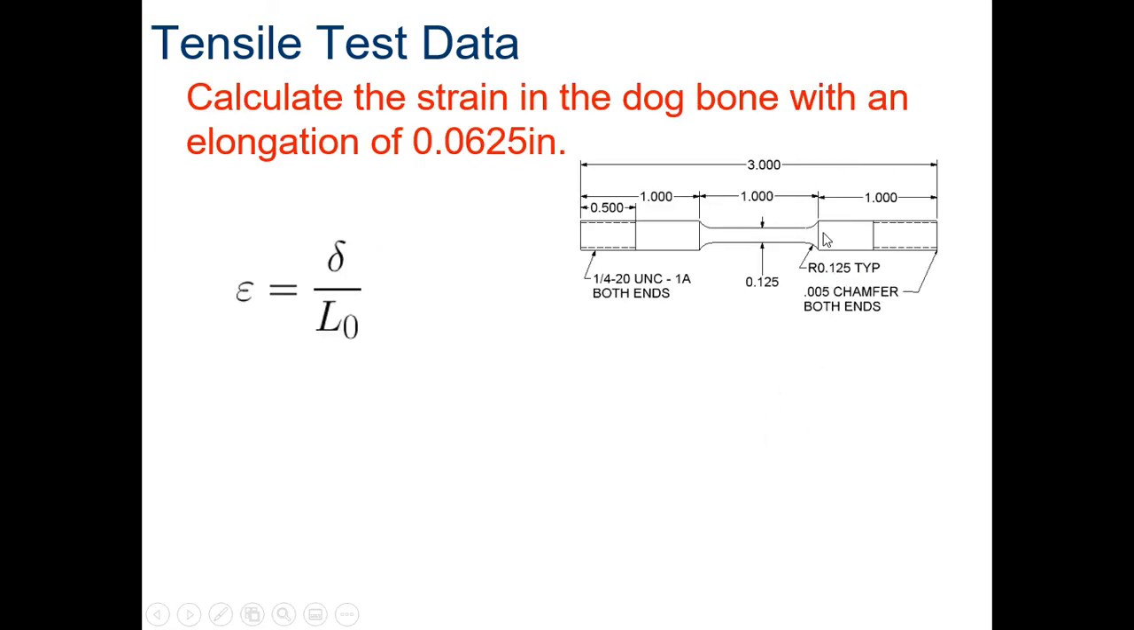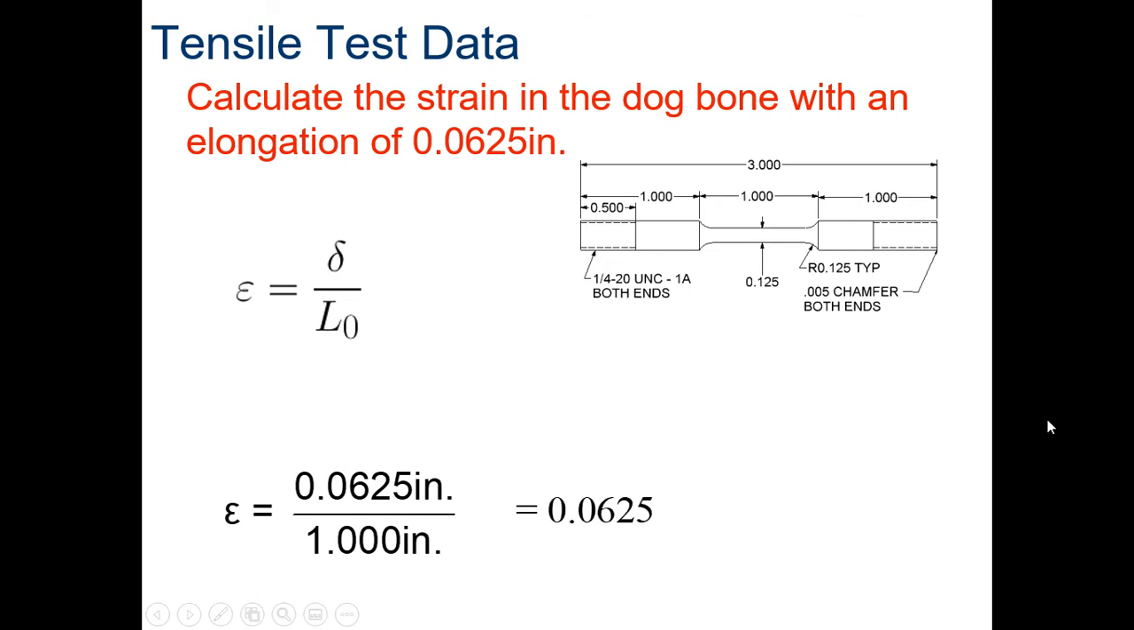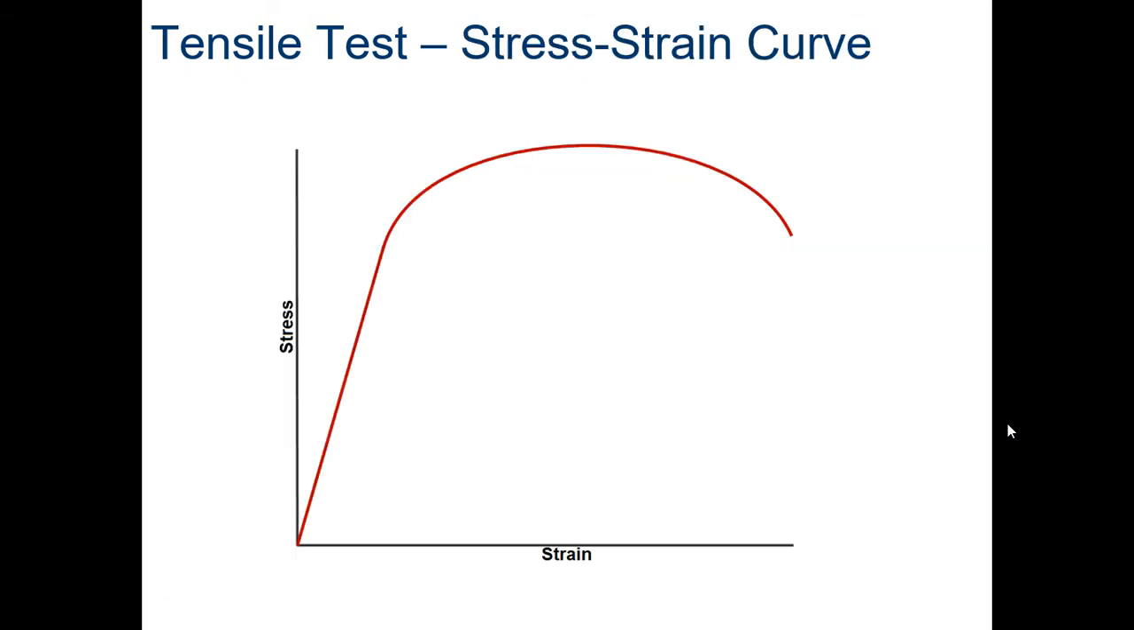Okay, so here's our dog bone. We know the original length is 1, so L sub 0 is 1, and we know it elongated by 0.0625. That's how much it's stretched, so the total length would be 1.0625. Do a little bit of math on it to get epsilon, and that turns out to be 0.0625. Not a lot of hard math on that one. But it's the elongation divided by the original length.